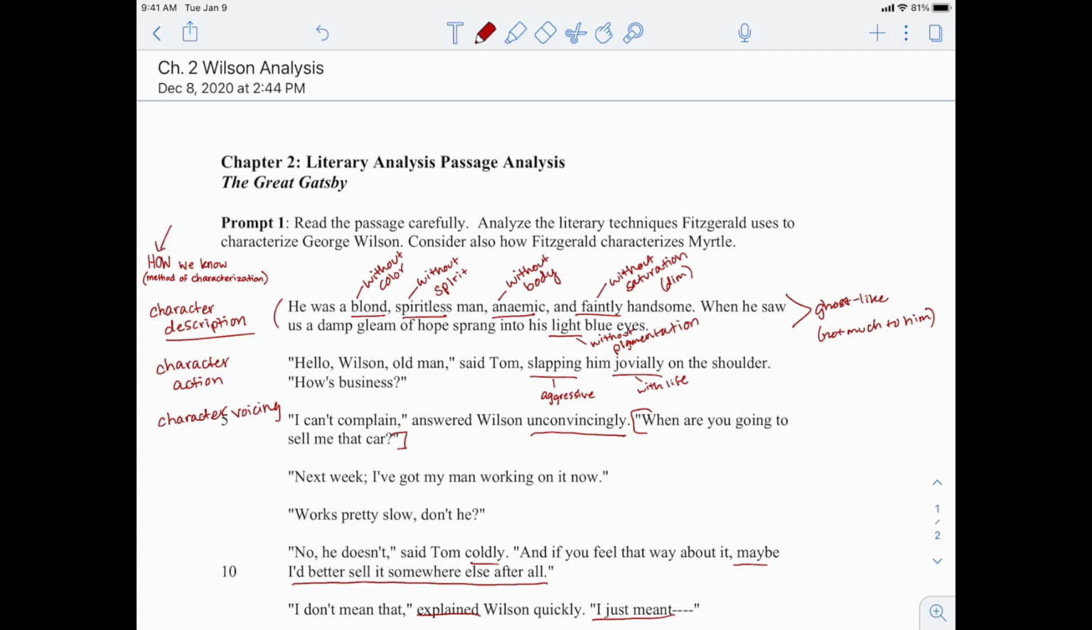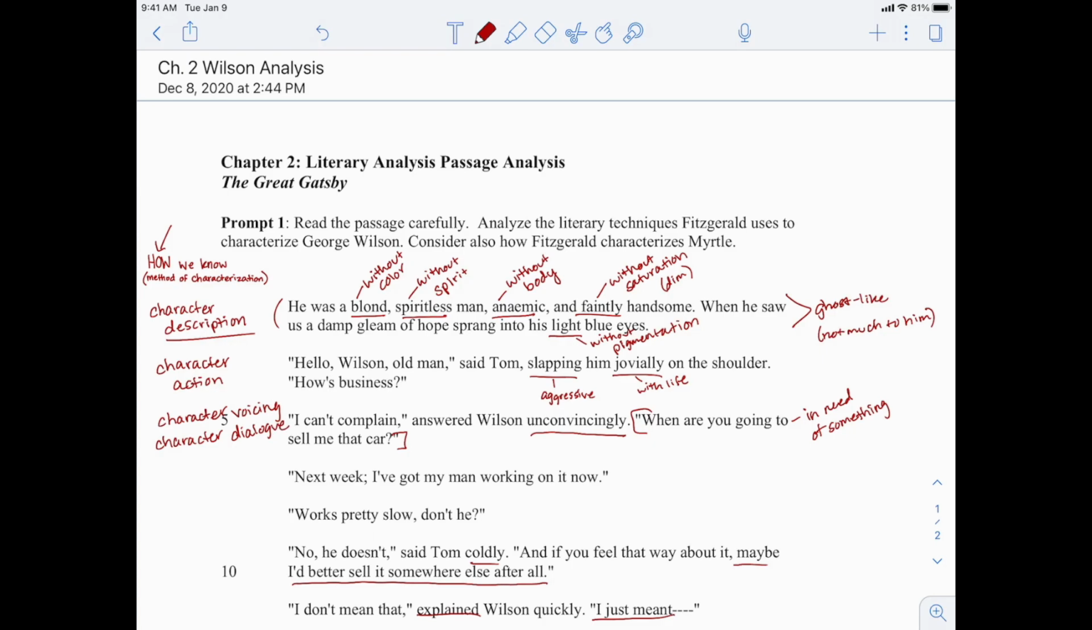Now, the reason why I put little brackets around that is because that demonstrates to us in this interaction that Wilson actually needs something of Tom, okay? He's in need of something. He needs Tom to give him the car so that he can sell it and make money, right? And that's why he says unconvincingly, because clearly he is in need of something. So there, we're looking at character dialogue. That's how we know about our character here. He's in need, all right?